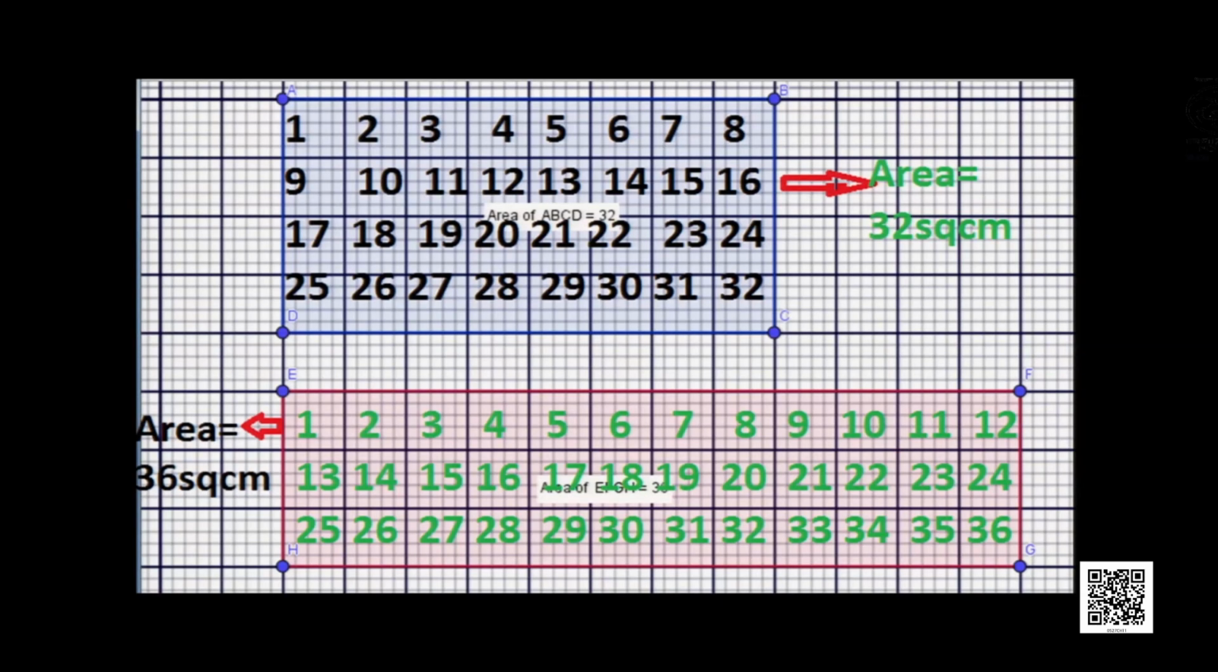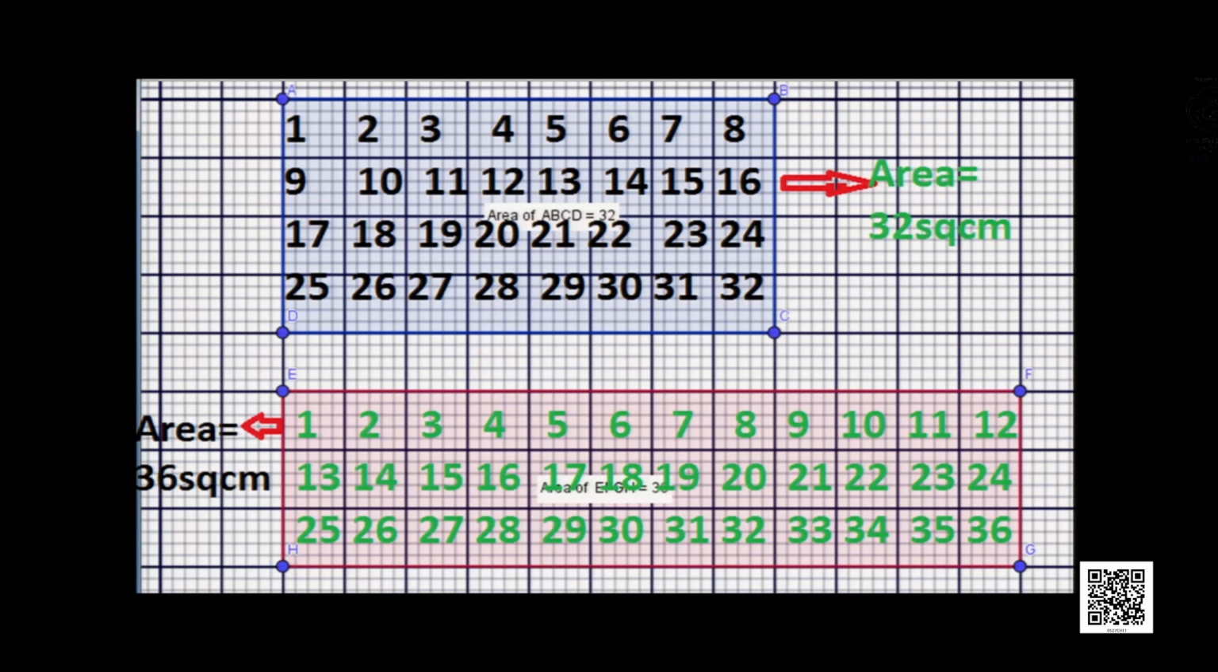On a square grid, I have taken the blue rectangle and the pink rectangle. Here I have taken the square grid as 1 centimeter. So, how many squares is it occupying? The blue one is occupying 32 squares of 1 centimeter. So, what is its area? Its area is 32 square centimeter.